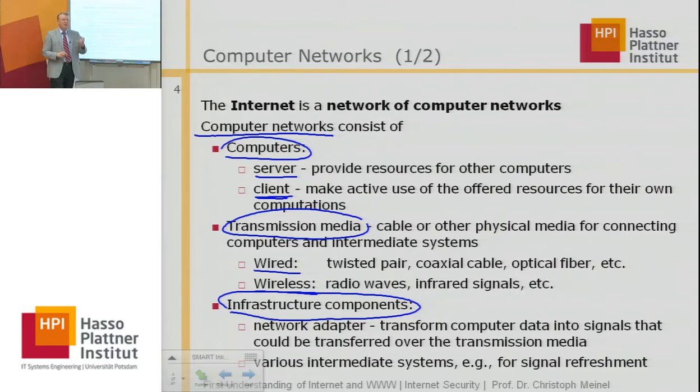Network adapters transform computer data into electrical or optical signals that can be transferred through the transmission media, or into radio wave signals or others. This is one part of the network infrastructure, and the other is various different types of intermediate systems, for signal refreshment and others. So these are the components of one computer network.